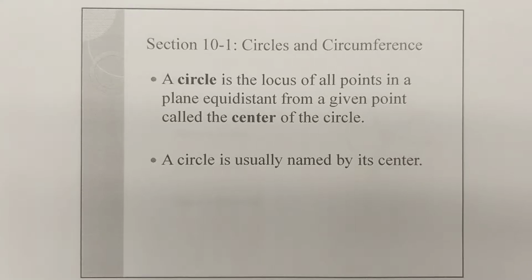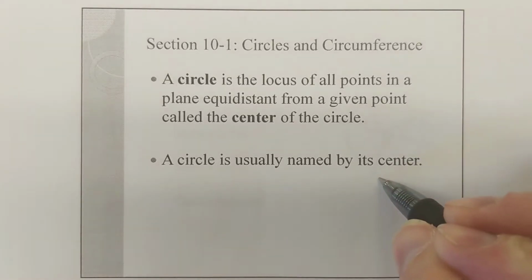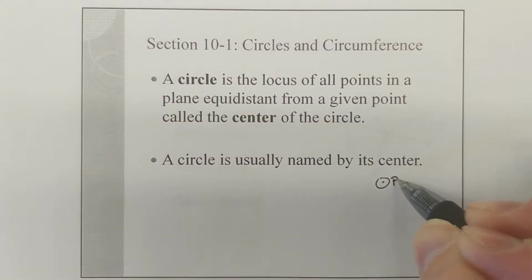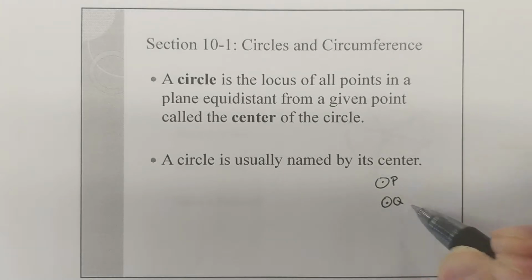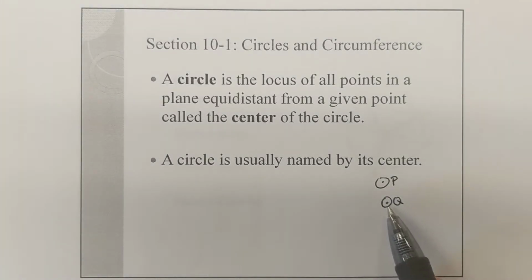And typically when you name a circle, you name the circle by the center. So you'll see something that looks like this, like circle P or circle Q. So that's the symbol for circle, the circle with the dot in the center.